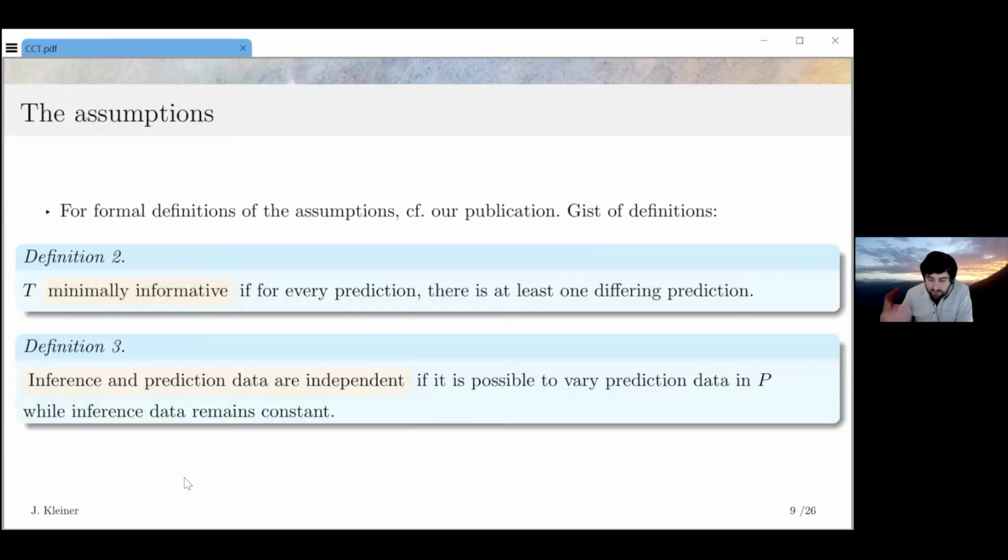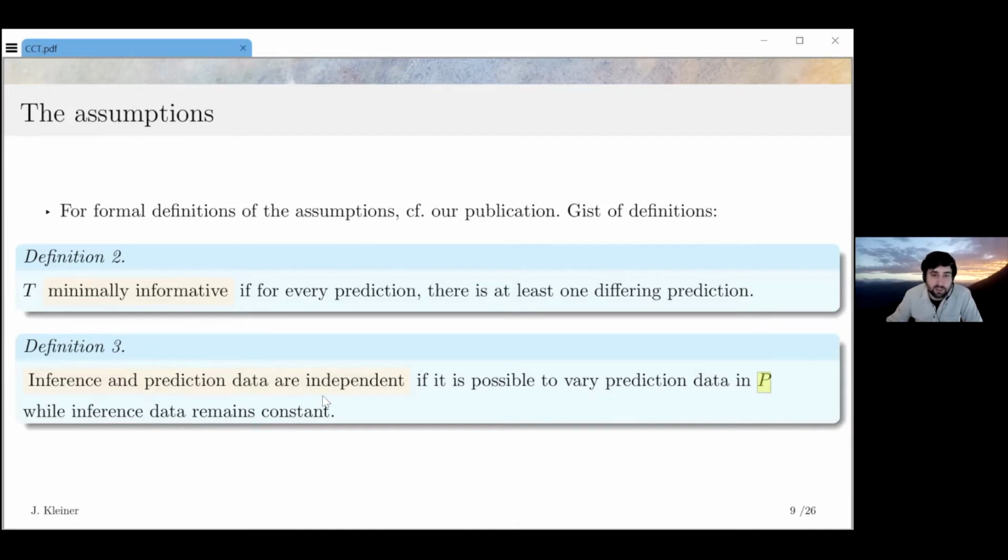And the assumption that really does the bulk of the work is the following. We say that inference and prediction data are independent if it is possible to vary the prediction data in the class of physical systems that could in principle be realized in your experiment, so that's the set P, while the inference data remains constant.